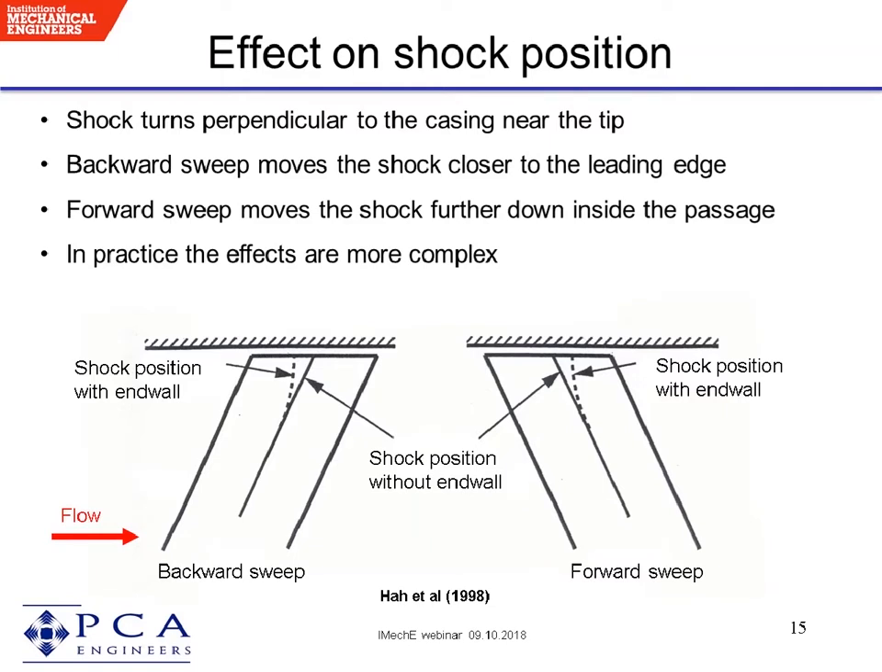One major impact is the effect of the casing on the position of the shock. For the range of Mach numbers encountered in turbomachinery, the shock always turns normal to the casing near the tip. Therefore, sweeping the leading edge backward moves the shock closer to the leading edge of the blade, while sweeping the leading edge forward moves the shock further down away from the leading edge. The stall tends to happen when the shock is expelled, and therefore backward sweep tends to reduce the operating range, while forward leading edge sweep could improve the range.